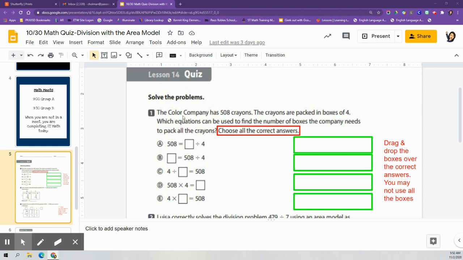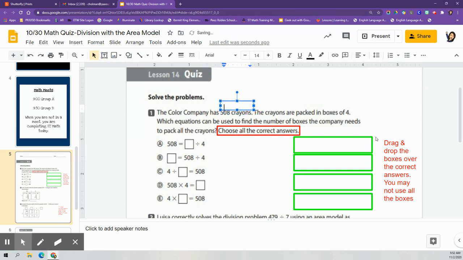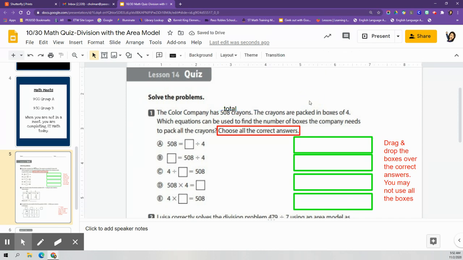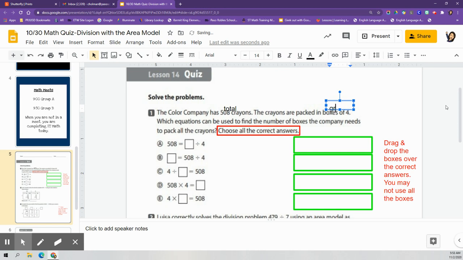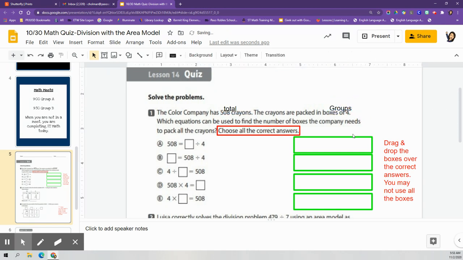And so it says the color company has 508 crayons, and this is exactly where I would always write in total. It had 508 total crayons. The crayons were packed in boxes of 4. So these are our groups, okay? And this is the exact same thing that we've done since 3rd grade. So those are our groups of 4. Which equations can be used to find the total number of boxes the company needs to pack all crayons?